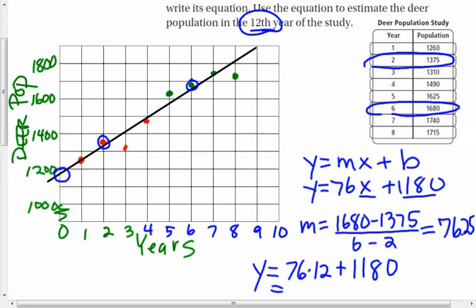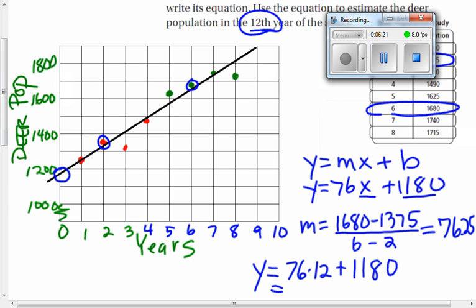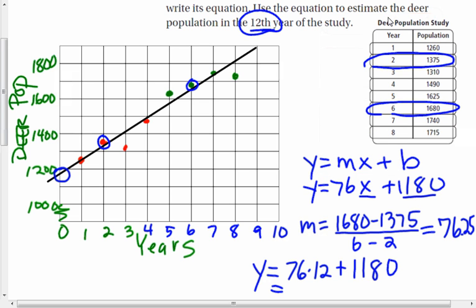And Ashlyn, what is that? Oh, I got it. It's the calculator. Yep. Okay. So plus 1,256.12. Okay. And that's an estimate of the population.